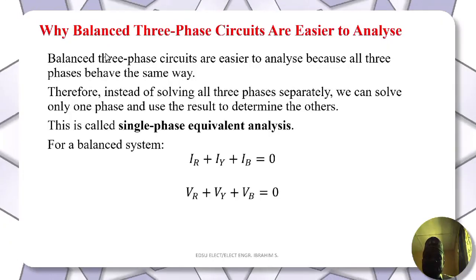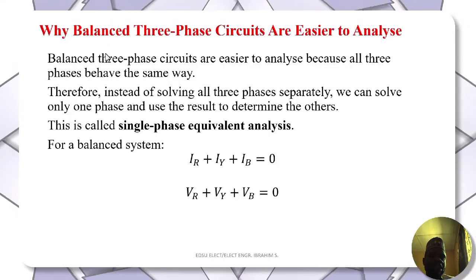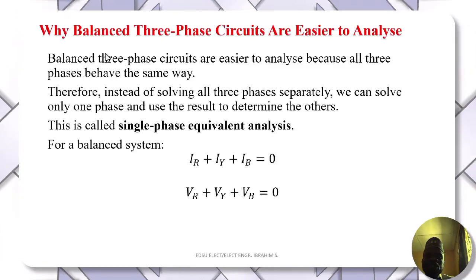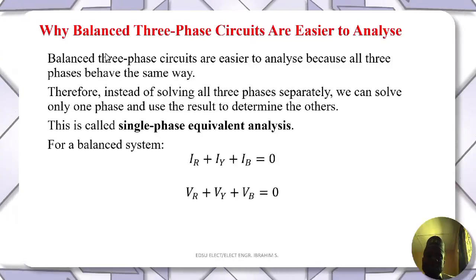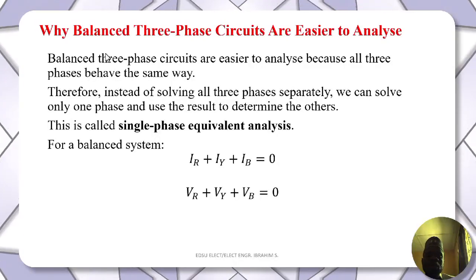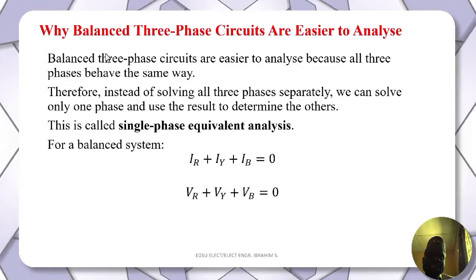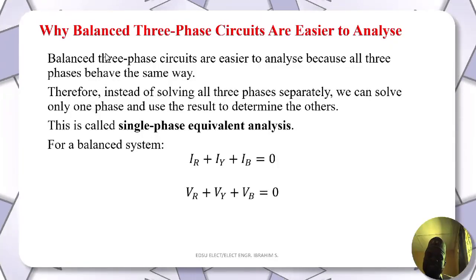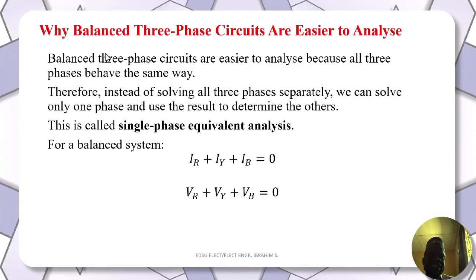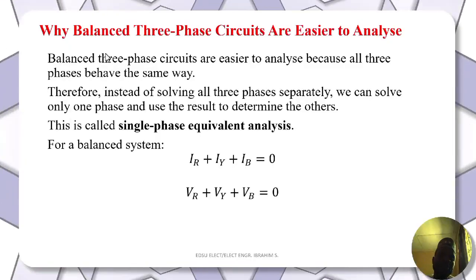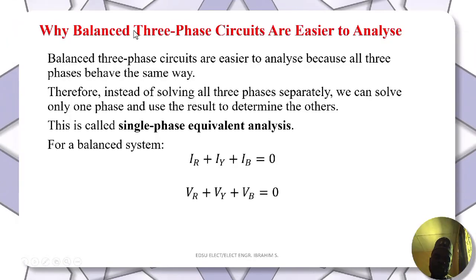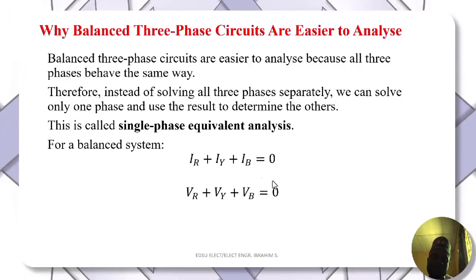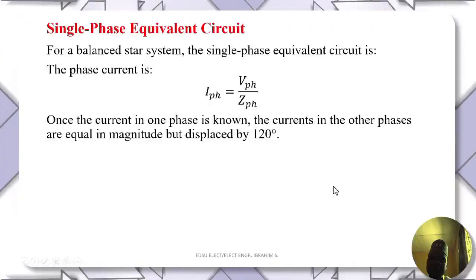The balanced three-phase circuits are easier to analyze because all the three phases have the same behavior. They behave in the same manner. Then it means by solving one, you can use it to get the others. Once you get one, you assume that the others are the same because the system is balanced. Therefore, instead of solving all three phases separately, we can solve only one phase and use the result to determine the others. This is called single phase equivalent analysis for a balanced system. Don't forget, when you sum the three voltages together, it will give you 0. And also when you sum the three currents together, it will give you 0.